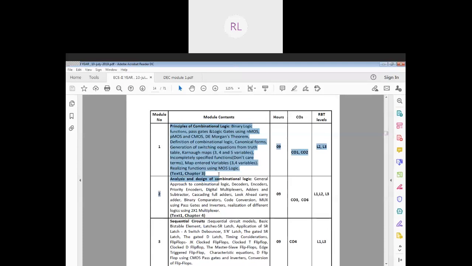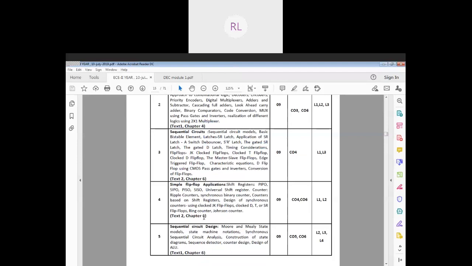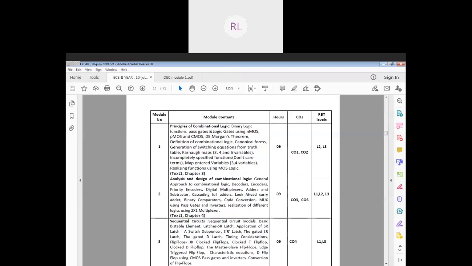Okay. So to start off, we are going to take up module 1. Module 1 is nothing but your principles of combinational logic, and later on we will move on to module 2, 3, 4, and 5.